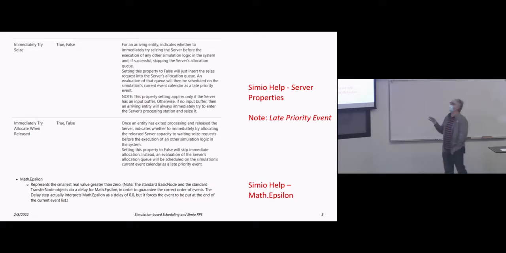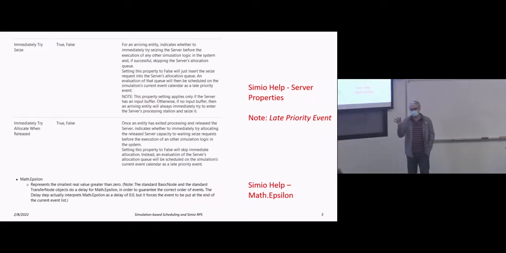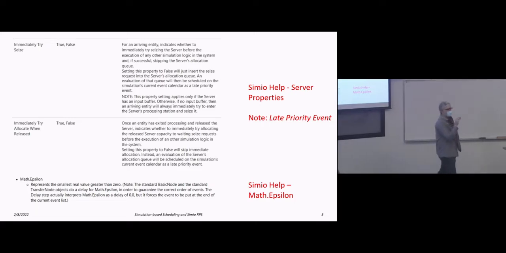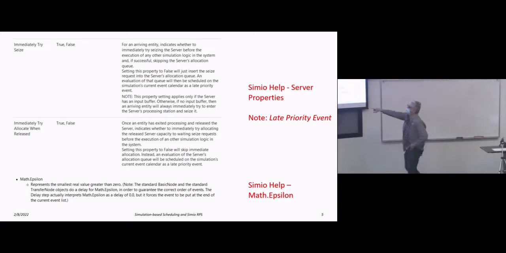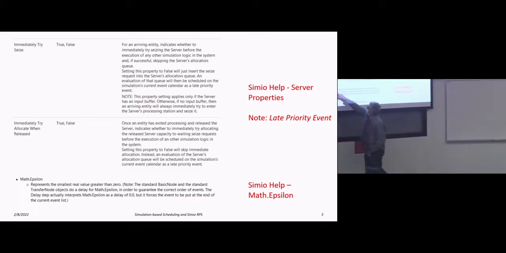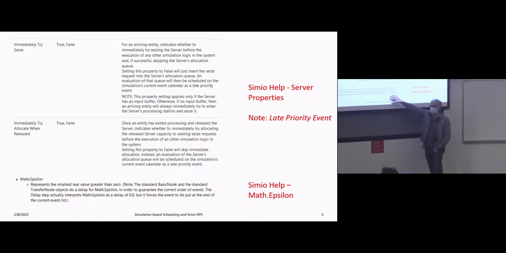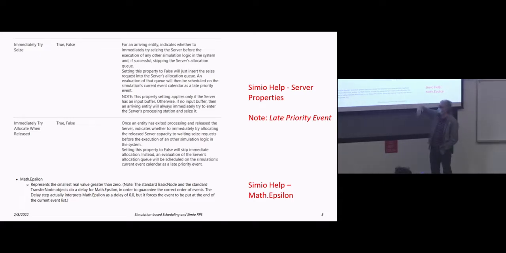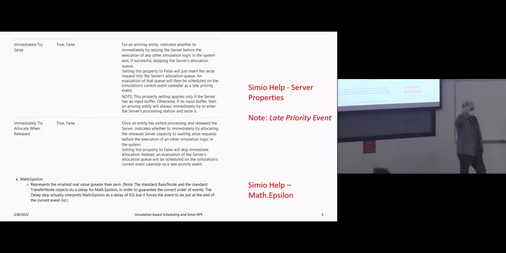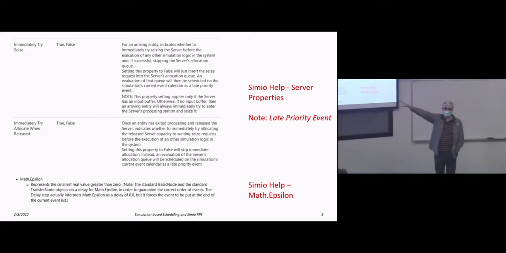That's saying I don't want you to immediately try to seize the resource when an entity arrives. Instead, it's going to induce a Math.Epsilon delay. Math.Epsilon represents the smallest value greater than 0. And here's the note that's really important to us. It says the standard basic node and standard transfer node objects do a delay of Math.Epsilon in order to guarantee the correct order of events. The delay step actually interprets Math.Epsilon as a 0 delay, but forces the event to be put at the end of the current event list. So in essence, it's forcing a late priority event.